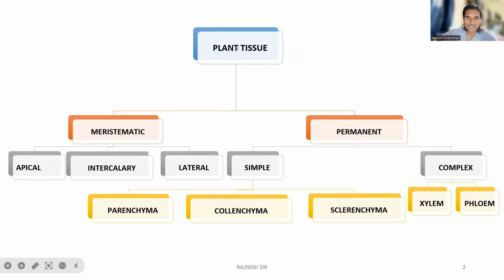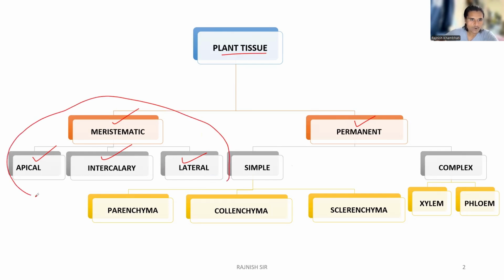For plant tissue, we have to first look at this chart. Remember the chart, it's important. The plant tissues are divided into two categories. The first is called meristematic tissue and the second is permanent tissue. The meristematic tissue is divided again into three types: apical meristem, intercalary meristem, and lateral meristem. These are the three types of meristematic tissue.